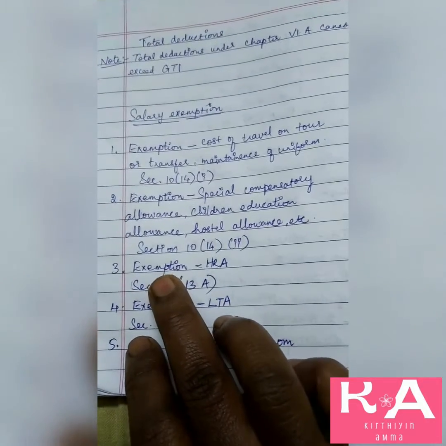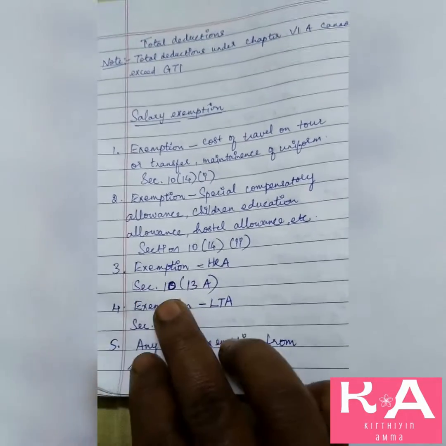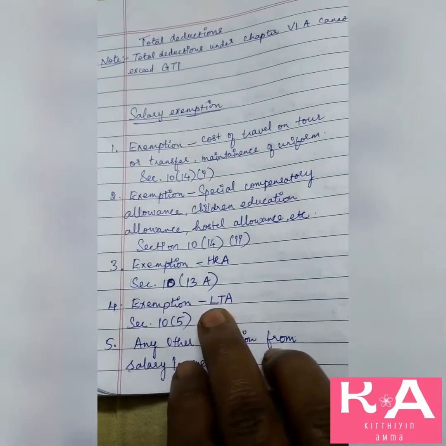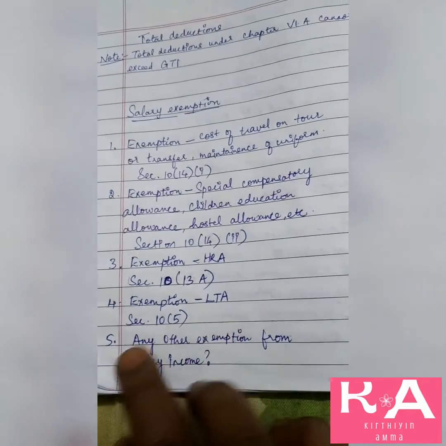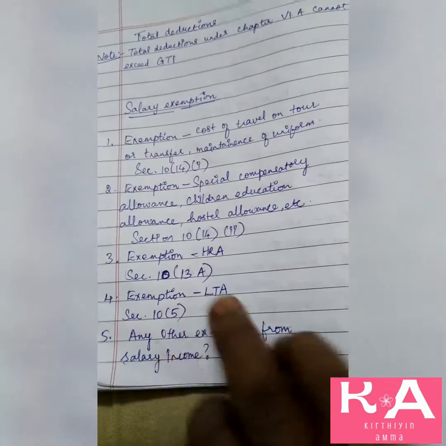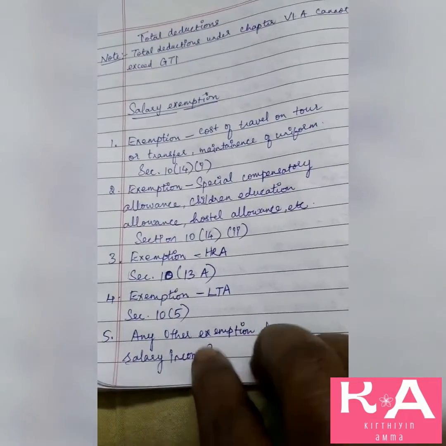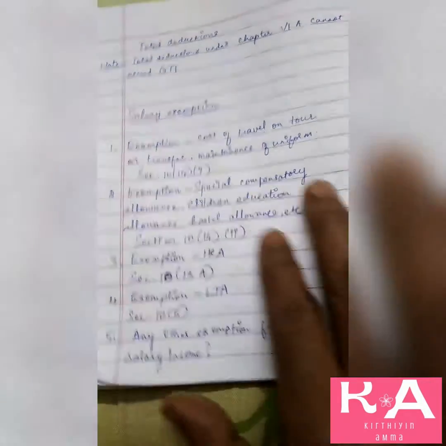The third exemption is HRA exemption, section 10 subsection 13A. Fourth is LTA, leave travel allowance. This is section 10 subsection 5. And if you are eligible for any other exemption from the salary income apart from these, you can always state it here. So from that you can choose.